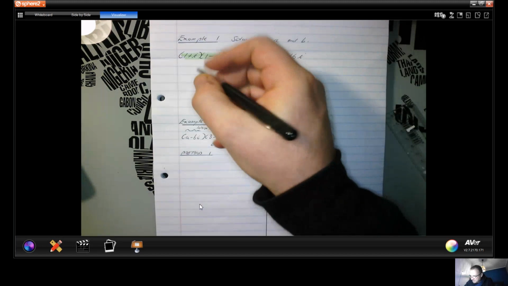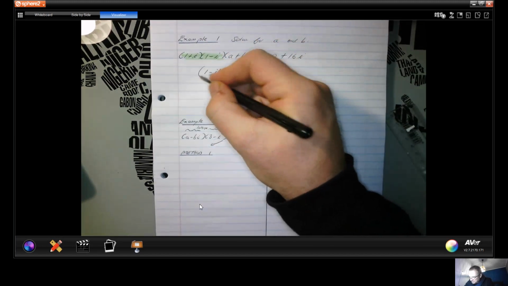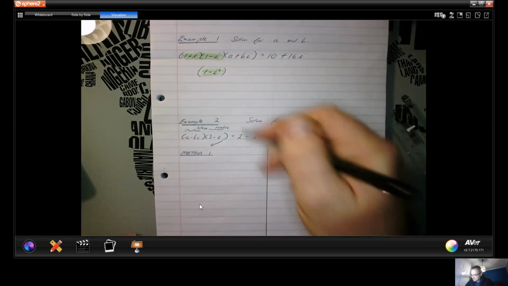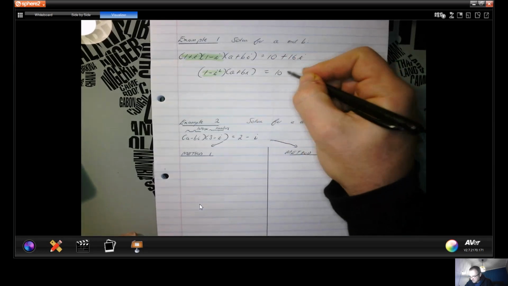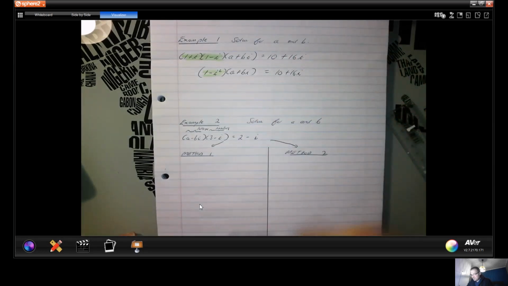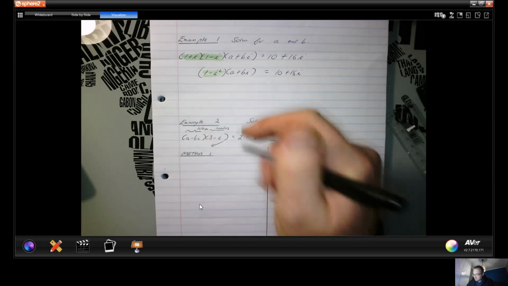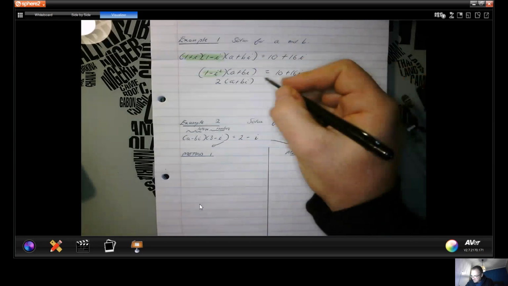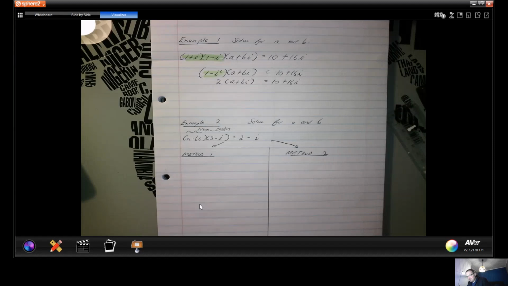It's going to be equal to 1 minus i squared, that's (1 plus i) times (1 minus i), times (a plus bi) is equal to 10 plus 16i. i squared is negative 1, so it becomes 1 minus minus 1, which is 2. So you get 2 times (a plus bi) is equal to 10 plus 16i. Well, we can make our lives easier by dividing both sides of the equation by 2.